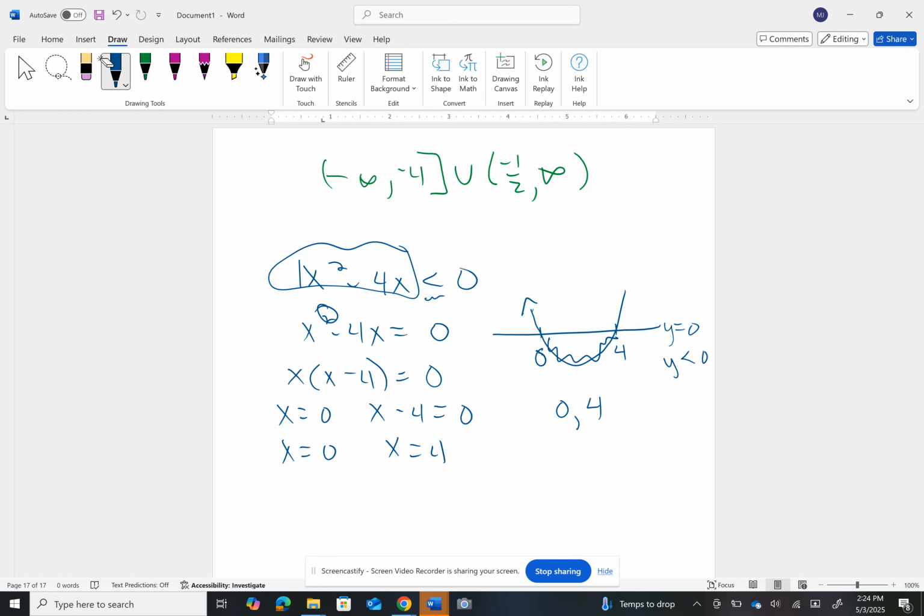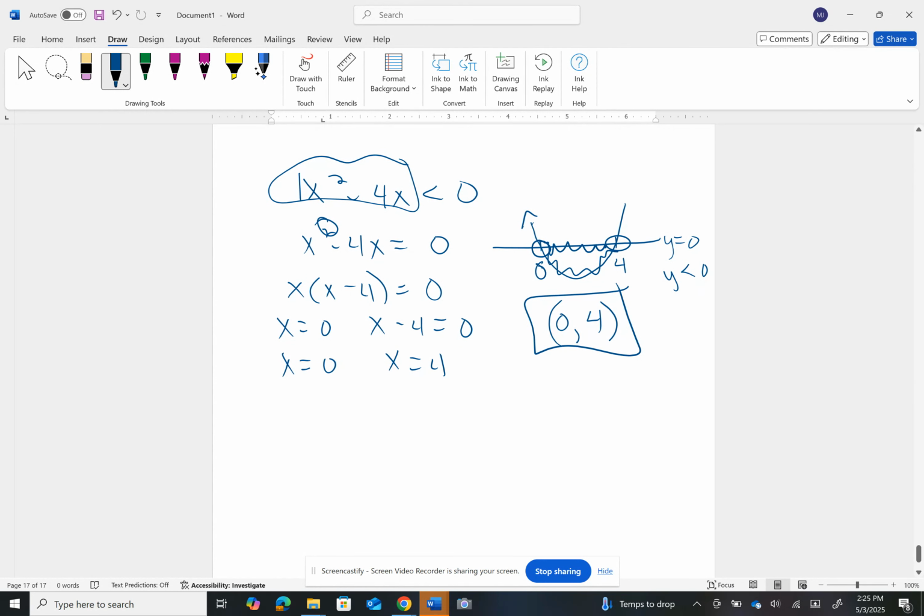Now this particular one didn't have the or equal to on the inequality. So these would have been open circles. And I would want to be in between those. And so I would have the interval from 0 to 4. And that would be my final answer. Now, if you didn't want to think about the graph, you don't have to. You could just test.